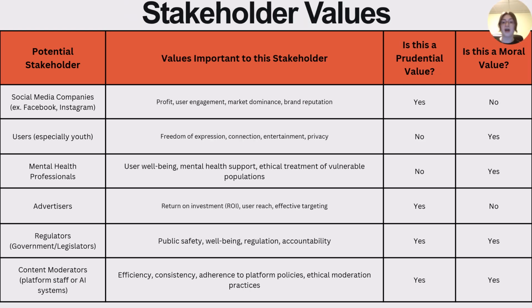So heading to the stakeholder values, just to run through this really quick: social media companies' main values are profit, user engagement, market dominance, and brand reputation. Users' main values are freedom of expression, connection, entertainment, and privacy. The potential stakeholder of mental health professionals: user well-being, mental health support, and ethical treatment of vulnerable populations. Advertisers' values are return on investment, ROI, since they're content creators, user reach, and effective targeting. Regulators have public safety, well-being, regulation, and accountability as values. Content moderators have efficiency, consistency, adherence to platform policies, and ethical moderation practices.